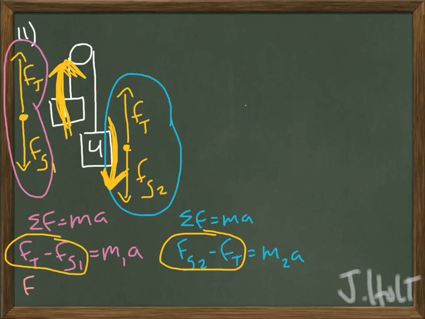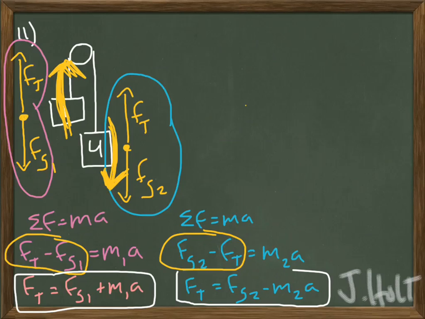So let me rearrange both of these equations, the pink one and the blue one, for just Ft. Now, Ft is the same for both of these because it's the same exact rope, and the tension in any rope is going to be the same throughout that entire rope. So now I have two different definitions for the force of tension, but it's the same tension. So I can just set these two equal to one another. Let's do that.